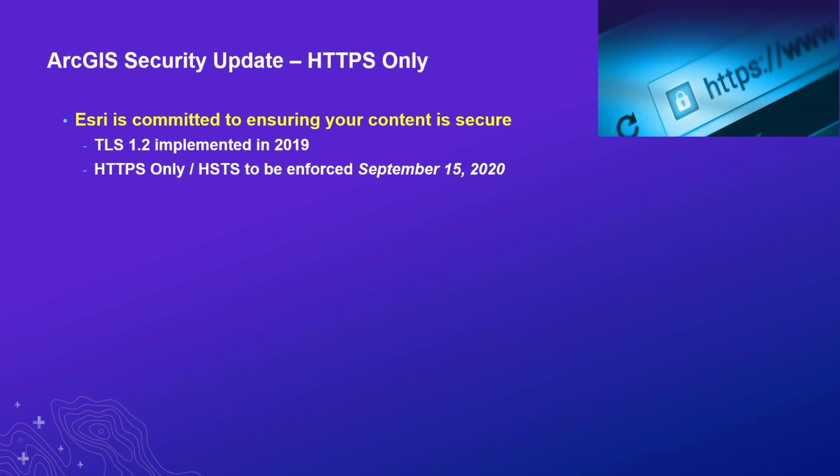Speaking of TLS, there's an important update that's happening this year in mid-September for ArcGIS Online. Because Esri is committed to ensuring that your content is secured, back in 2019, we switched to requiring TLS 1.2 in ArcGIS Online. This year, we are setting a requirement for HTTPS only and HSTS, which is strict transport security, to be enforced on September 15th, 2020.